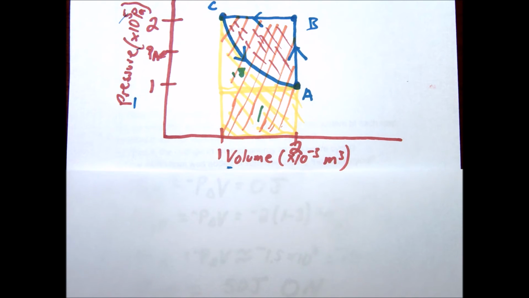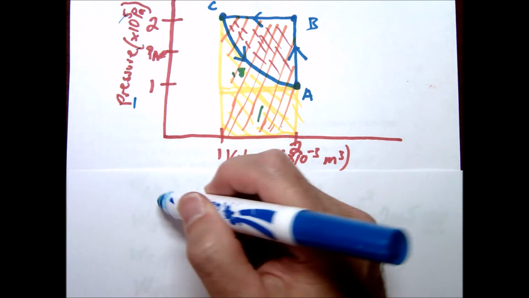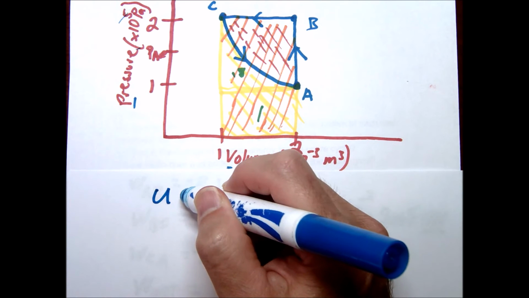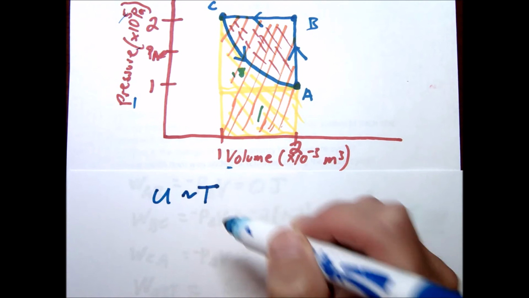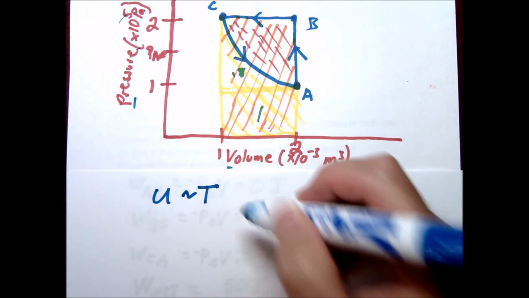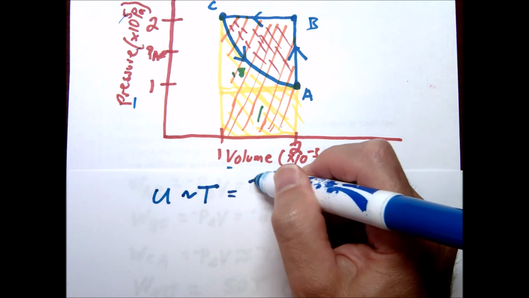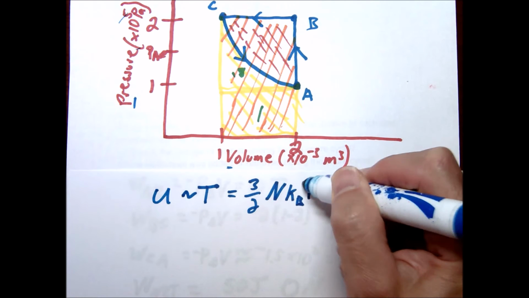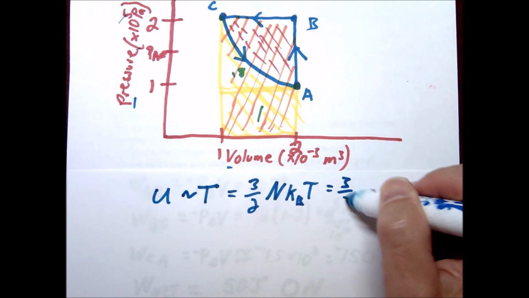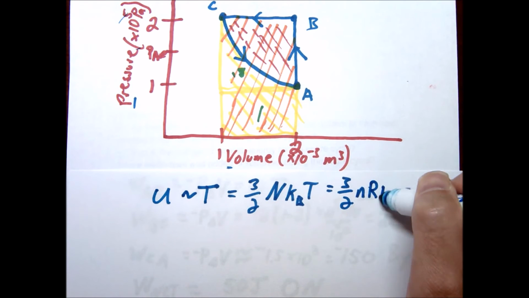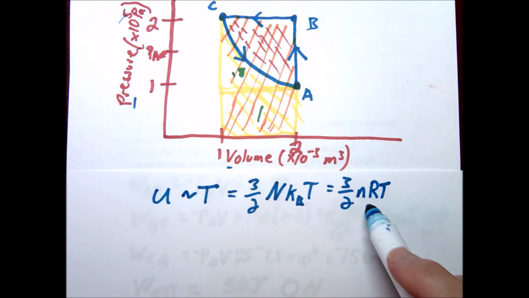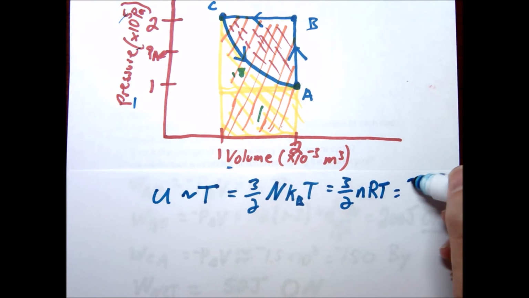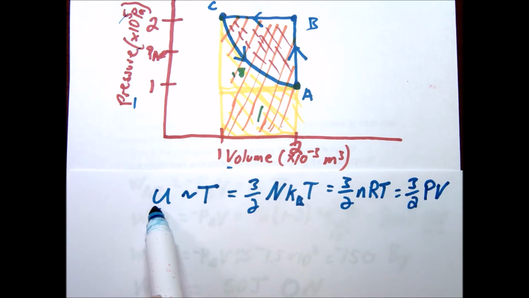So recall, internal energy, U, is directly proportional to the temperature. If you want to get the exact number, that would be 3/2 N Boltzmann's constant times T, or 3/2 nRT. Or if you actually look at it, nRT is equal to PV, right? So 3/2 PV. But the key idea is that it's proportional to temperature.